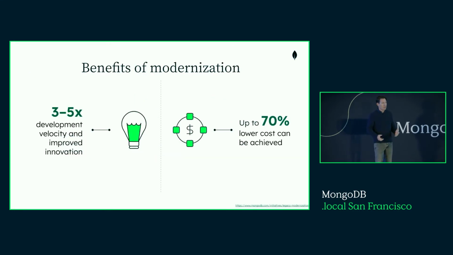So what's the outcome MongoDB can drive? We see organizations accelerate development by 3 to 5x. We can drive innovation faster. And we can cut costs or more while at the same time reducing business risk.